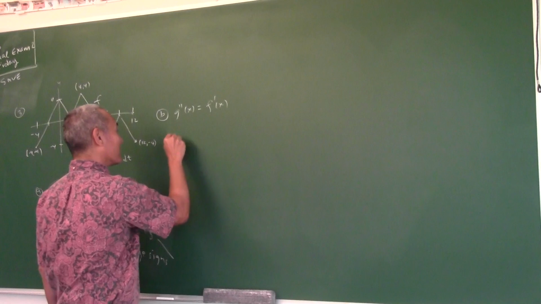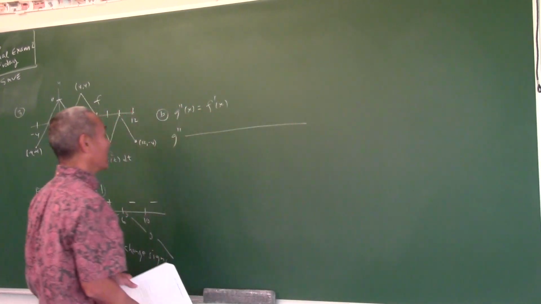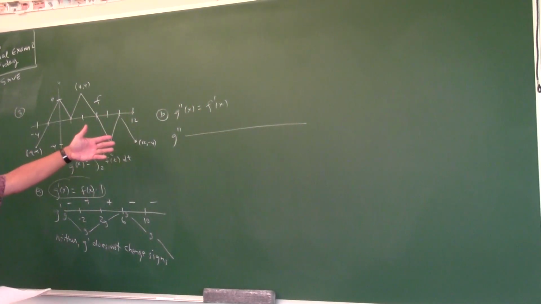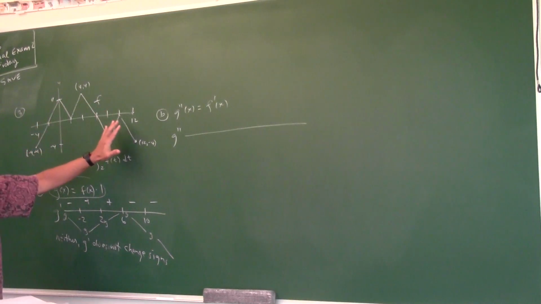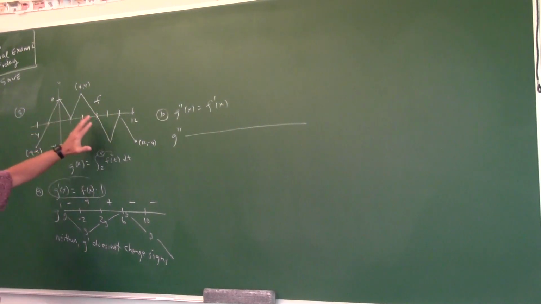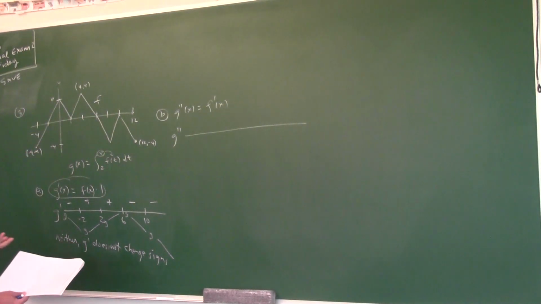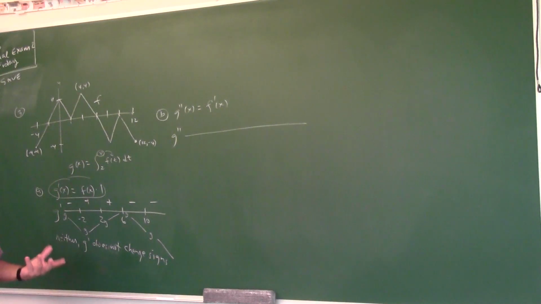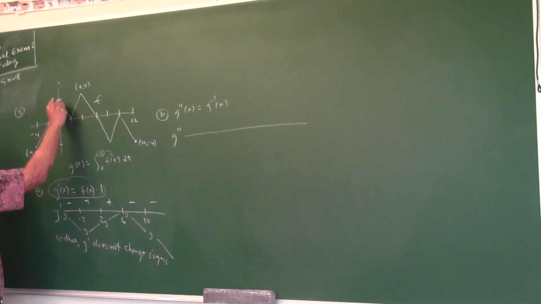So if I'm going to make a number line for G double prime, I'm making a number line for F prime, which is the slope of this graph. So the first thing you look for is, where is the slope 0? Nowhere. Next, where does the slope not exist? When you have sharp points. Well, I see a lot of sharp points.